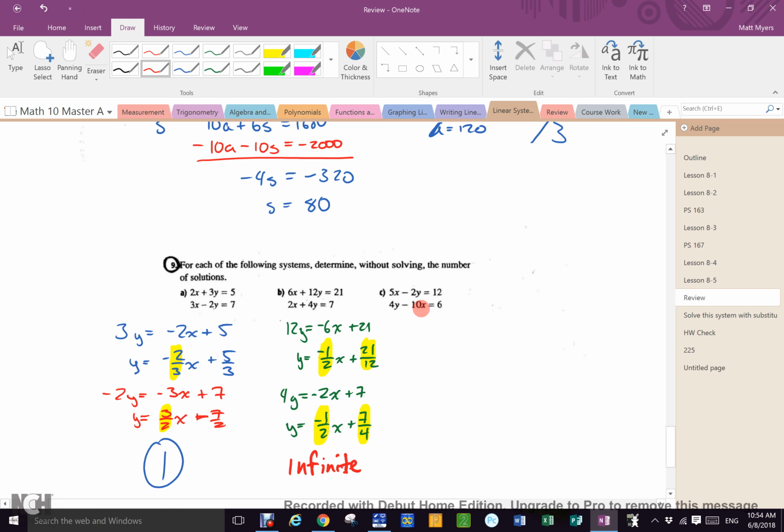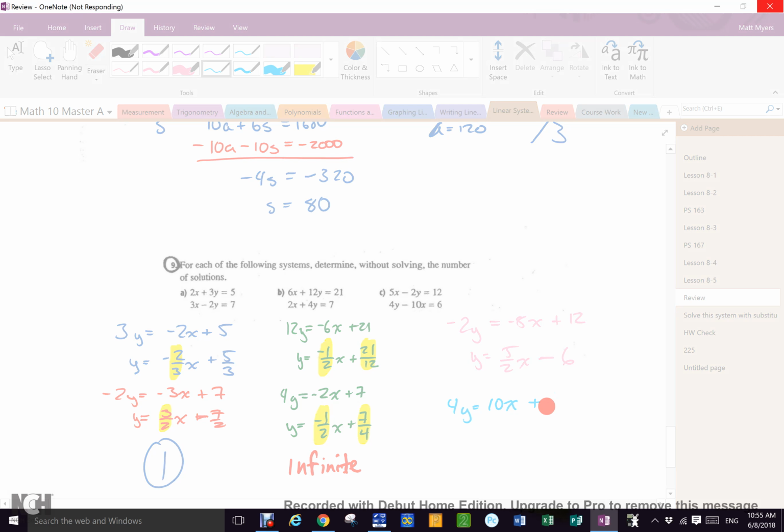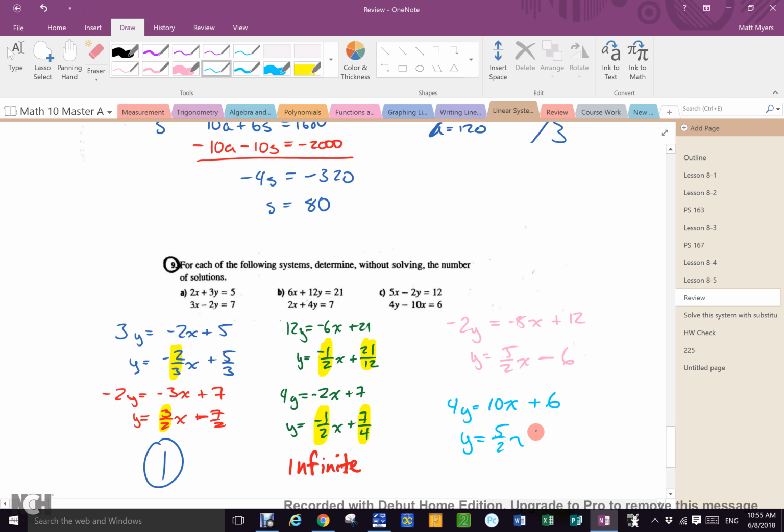And then you would think this one would be 0, right? But you better check it, because I might have been mean. Negative 2y equals negative 5x plus 12. Y equals 5/2 x minus 6. And the other one, 4y equals 10x plus 6. Divide by 4. Y equals 5/2 x plus 2/3. And you notice slopes are the same. Y-intercepts are not the same. So it is 0 solutions for 3 marks.